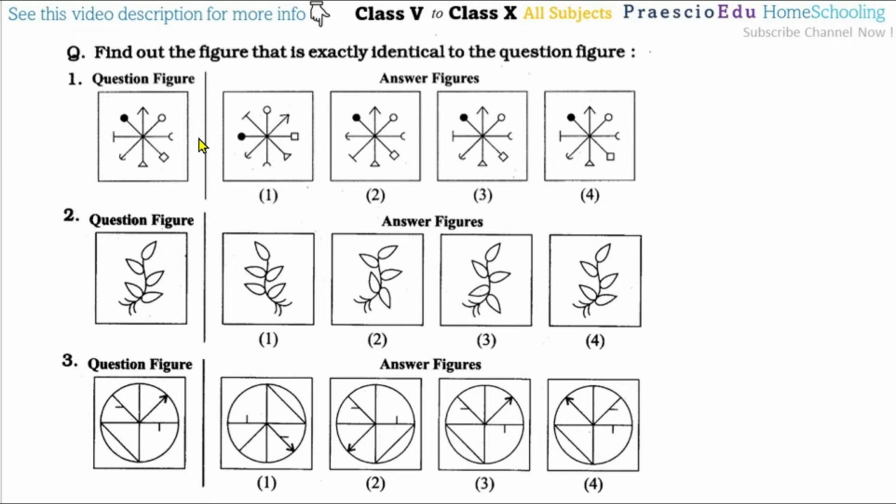So what exactly is the concept? There is a common instruction: find out the figures that are exactly identical. Exactly identical means same, symmetrical. It's not a reflection, or an image in a mirror or water. It's only the similarity. There might be some rotations, but the figure after the rotation is also identical. Identical means the same as it is. That is very, very important.